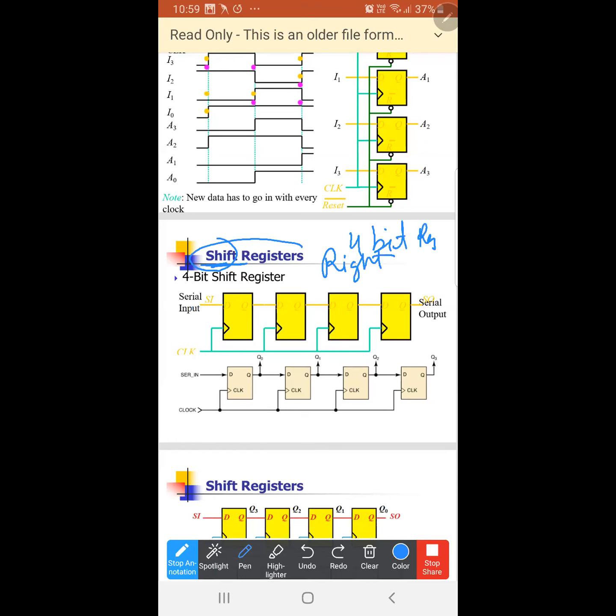The data will enter from here, whatever you want to give, like 1101. The first one will go here, and this one will be the input of the next. Then the next digit will come, and this one will shift here. So shifting will occur, right shifting. So this is called a right shift register. Got it?